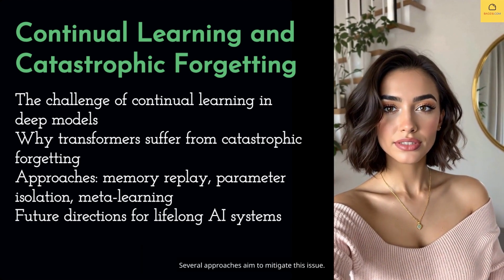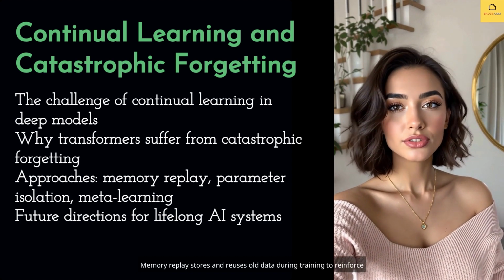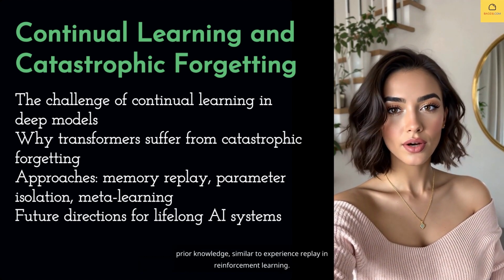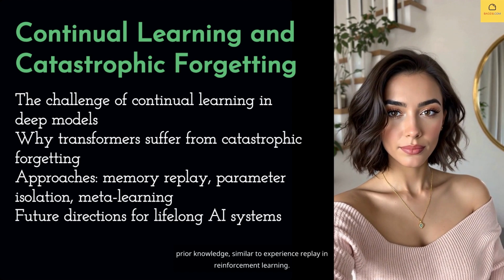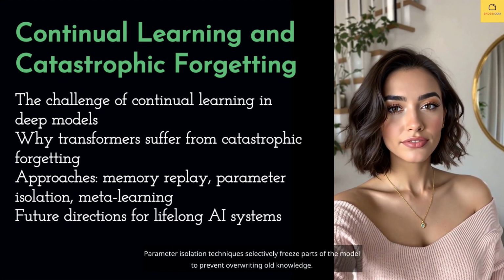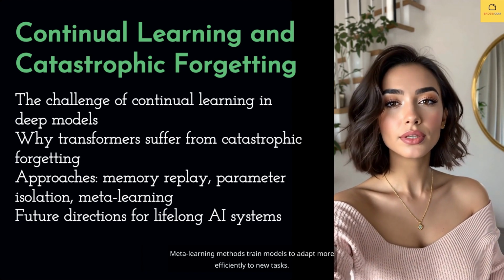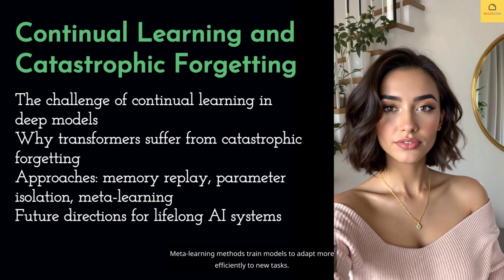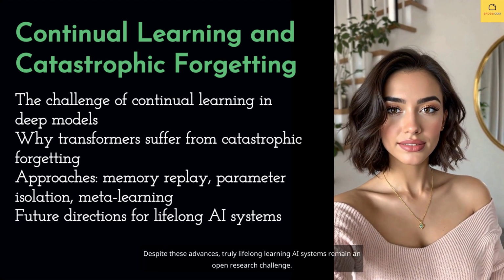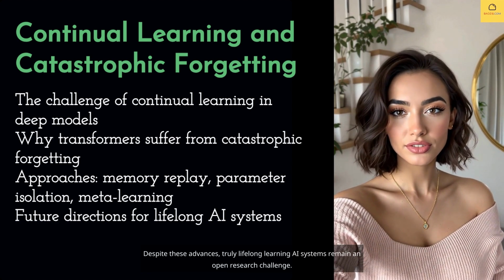Several approaches aim to mitigate this issue. Memory replay stores and reuses old data during training to reinforce prior knowledge, similar to experience replay in reinforcement learning. Parameter isolation techniques selectively freeze parts of the model to prevent overwriting old knowledge. Meta-learning methods train models to adapt more efficiently to new tasks. Despite these advances, truly lifelong learning AI systems remain an open research challenge.